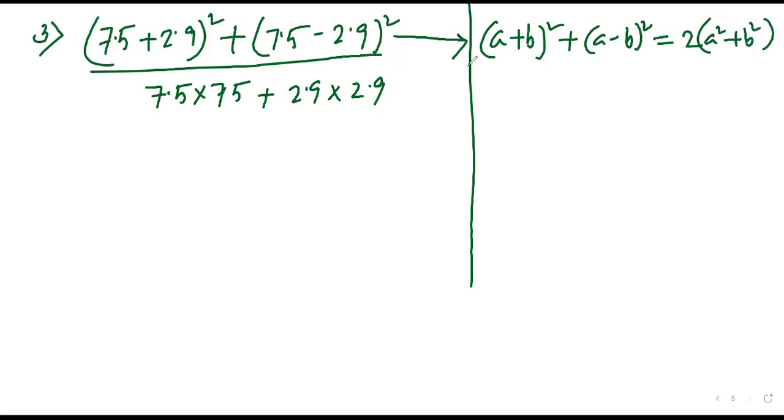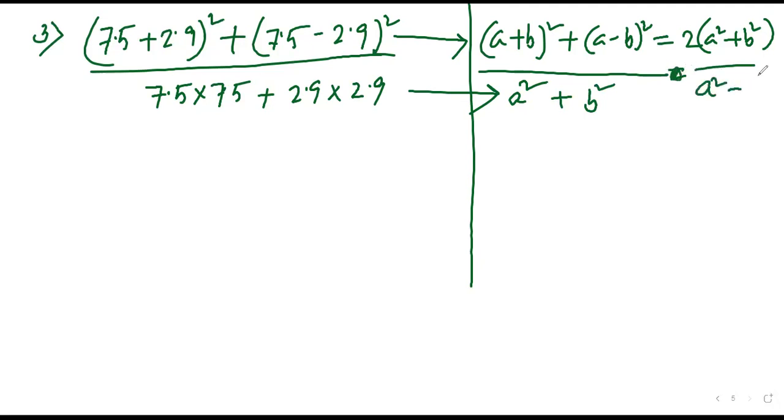Just see here, no need to find here and there. 7.5 is a and 2.9 is b, so (a plus b) whole square and plus again (a minus b) whole square. Okay, and what is at the denominator? At the denominator, 7.5 multiplied twice, so it is a square, and the same for b square. So you can write here a square plus b square. See, these two cancel out, so the answer is 2. So nothing to do, you can directly write the answer is 2.